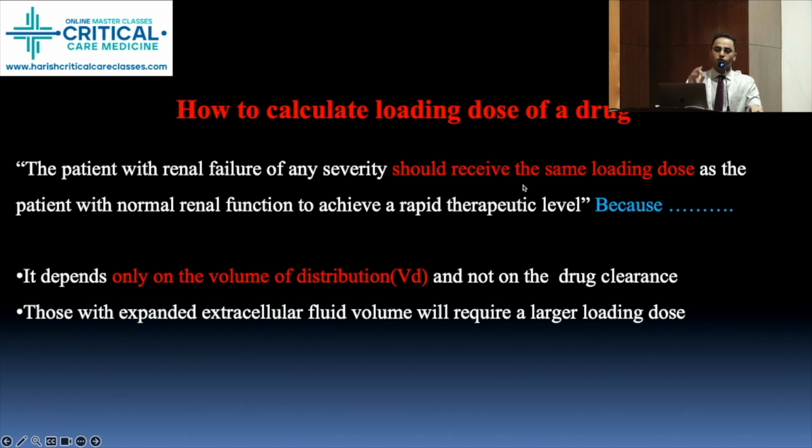So how to calculate the loading dose? We know that irrespective of the renal dysfunction, the first dosage, whether you are using a water soluble agent or a lipid soluble agent, should be given adequately as a full dosage, because the impact of clearance is very minimal. The impact of volume of distribution is going to take over that of clearance, because that will decide how much the concentration of antibiotic is going to be in the blood.